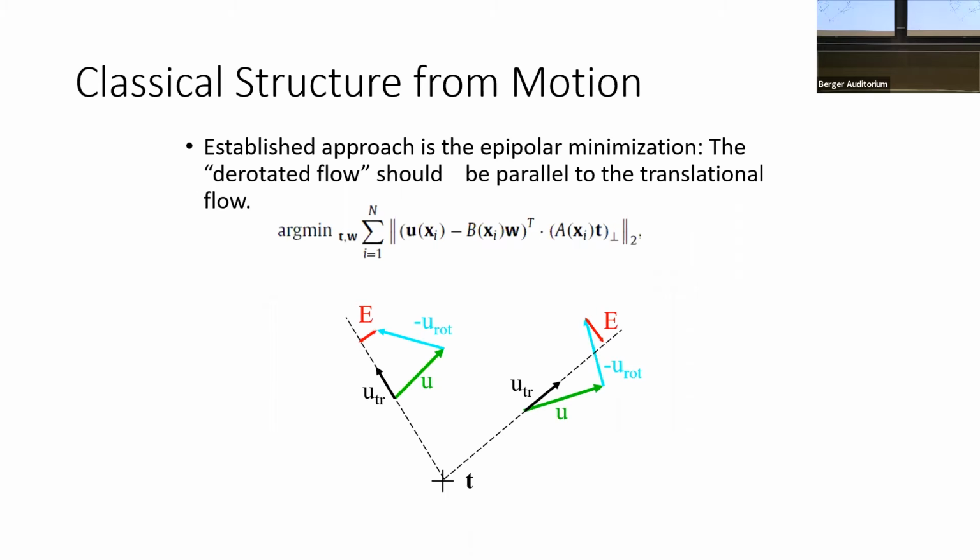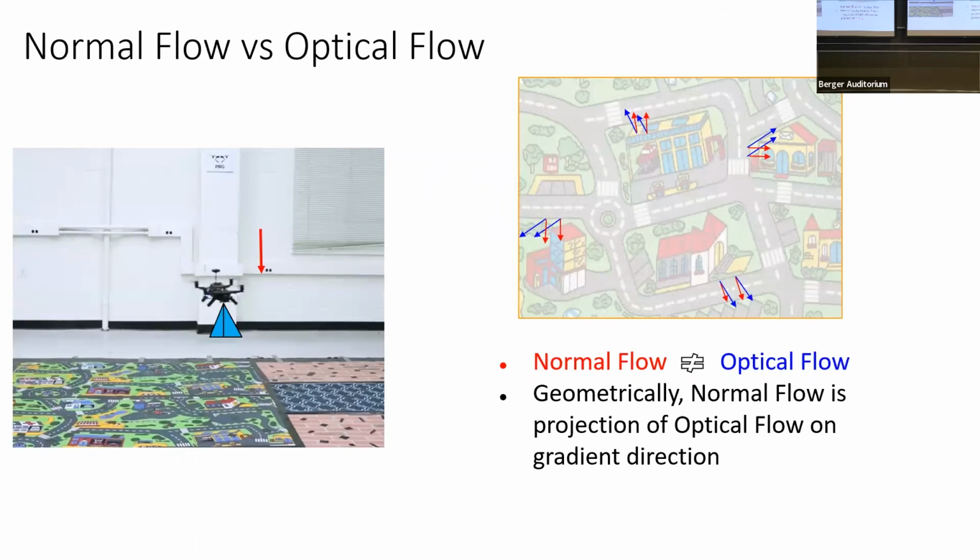But in this case, we have two components in the flow. We don't have that in the case of normal flow. For example, here, what is normal flow? If the drone is going down, it would see the world expanding. And you see the optic flow would be the blue vectors, but the normal flow geometrically means we only have the component of that flow perpendicular to the gradient. That's why we call it normal flow.